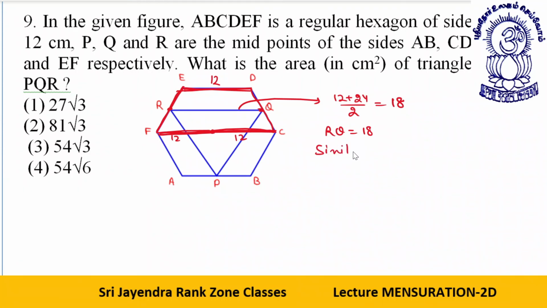Similarly, RP is equal to 18. PQ is equal to 18. So everything is 18, 18. Therefore, RQP or PQR is an equilateral triangle.